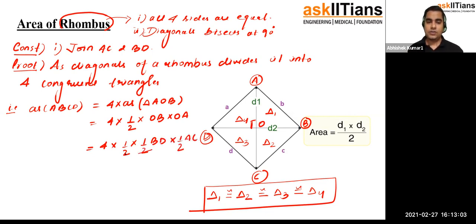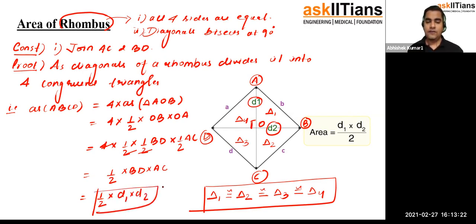Clear? This 2 and 2 will cancel this 4. So what am I going to get? I'm going to get 1 by 2 into BD into AC, right? What is BD? BD we have denoted here by D2 and AC we have denoted by D1. So you are going to get 1 by 2 into D1 into D2, correct? So that means the area of any rhombus is given by 1 by 2 into the product of diagonals. I hope this is clear to all of you.